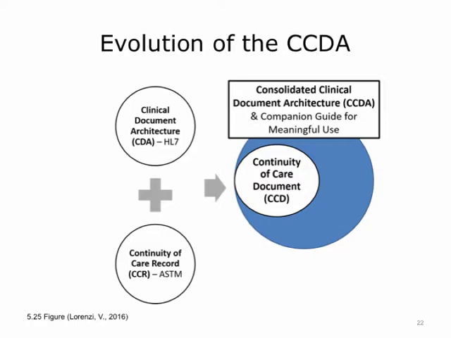Meaningful Use Stage 2 and Stage 3 both use CCDA to support patient engagement and care coordination. The CCDA Companion Guide provides guidance on how to use CCDA for these purposes. The most important part of the CCDA for care transition and patient engagement is the CCD. Let's explore it further.